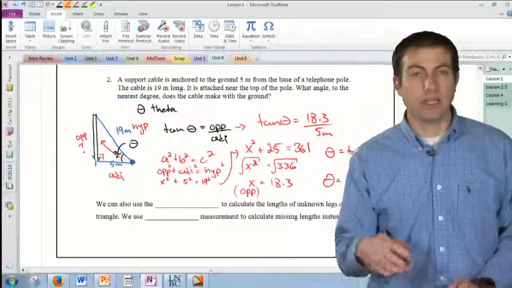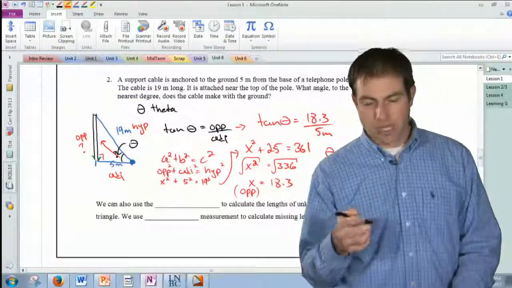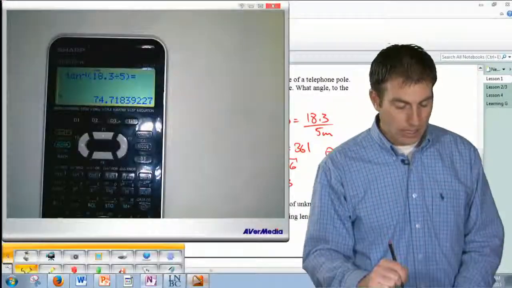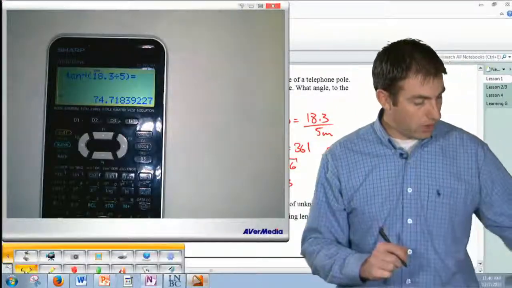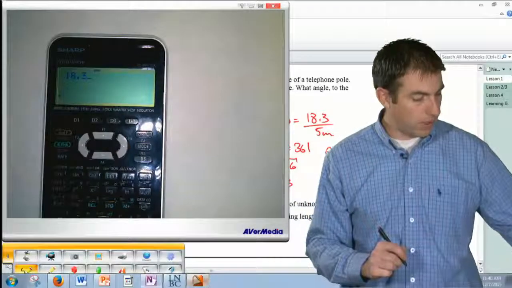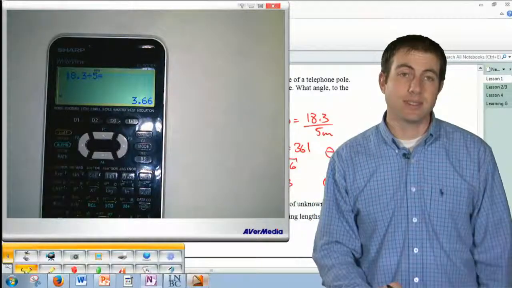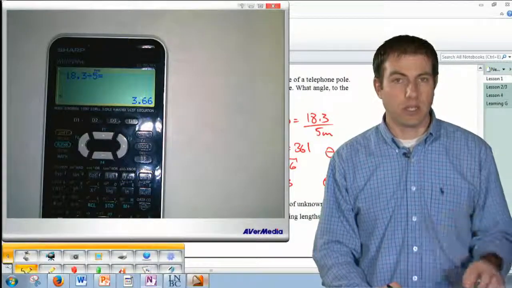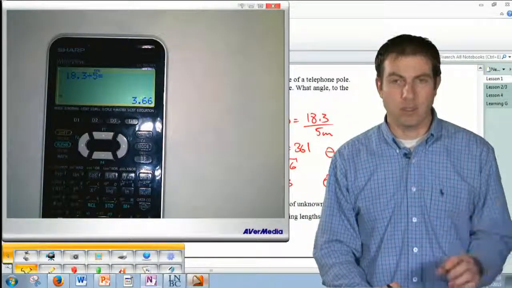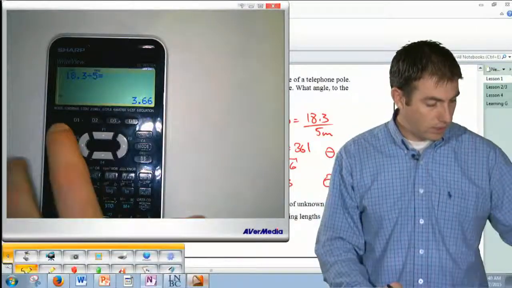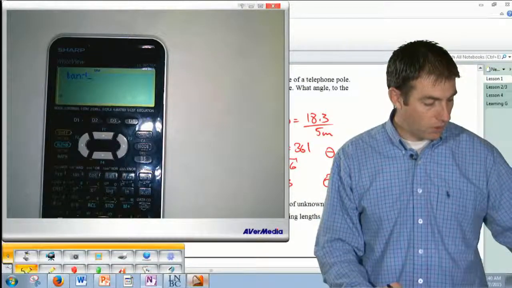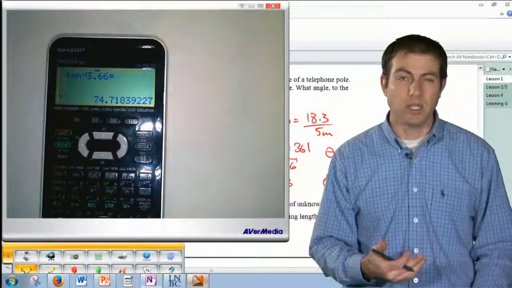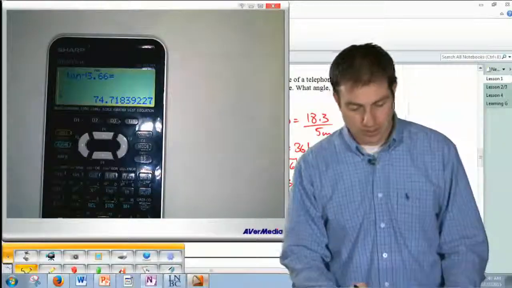On your calculator, in order to make this work, you may have to take the 18.3 and divide it by 5. So if you go 18.3 divided by 5, you get 3.66. So what you might have to do in order to make your calculator work, if you don't have the brackets like I do, you may have to go second tan 3.66. And then you still get the same angle, it's just how you enter it into your calculator.